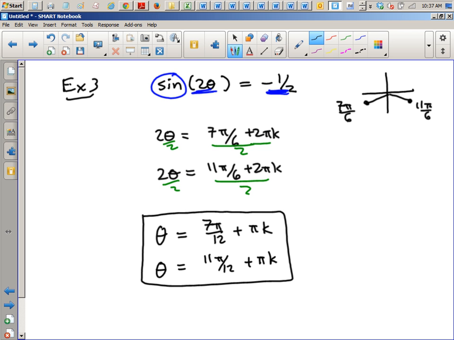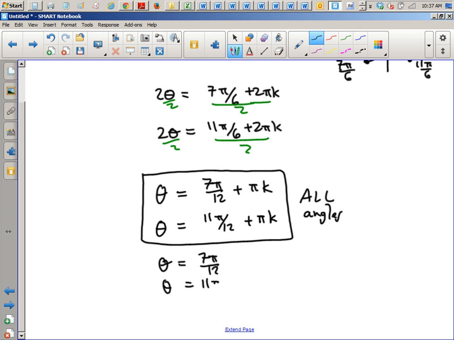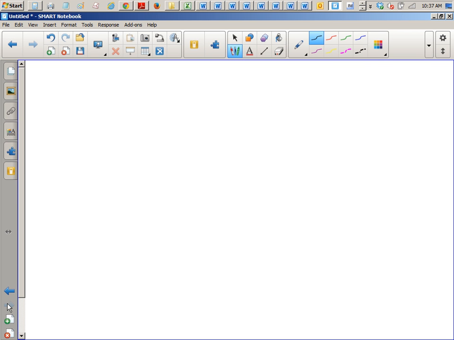If you're asked just for those angles that are between 0 and 360, then you just give the 7 pi over 12 and the 11 pi over 12. Those are the answers from 0 to 2 pi, in case they ask it that way instead. All right, any questions so far? So that one, I looked first at the unit circle, then I divided by 2. And don't forget the 2 pi k. All right, let's go on to the next example.